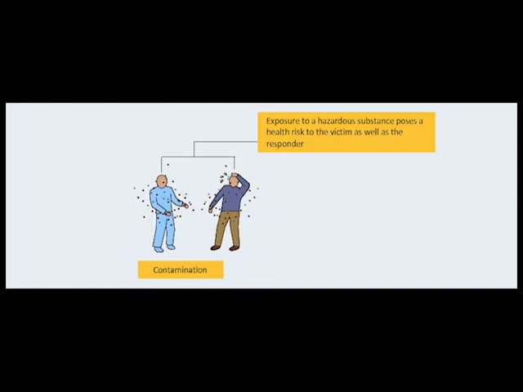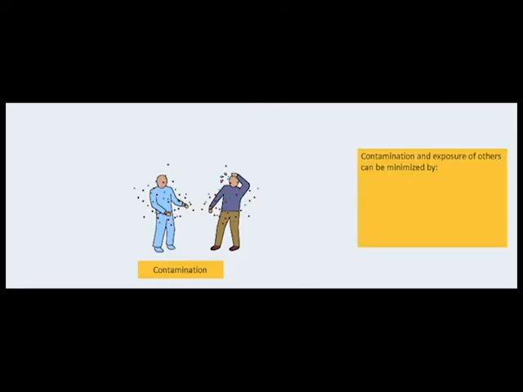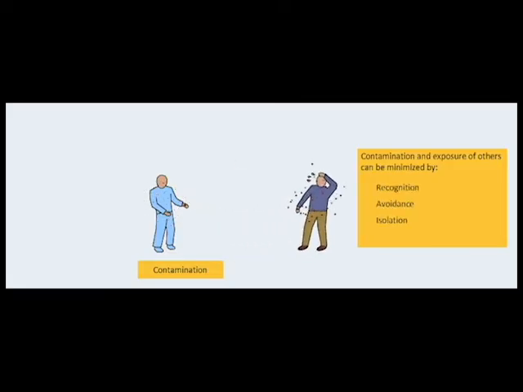Continued exposure to a hazardous agent poses a health risk to the victim as well as those responding to their aid. The risk of exposing or contaminating others can be minimized by proper recognition, avoidance, isolation, and decontamination of the affected individual.